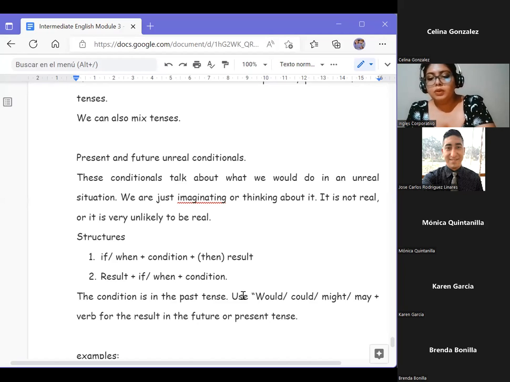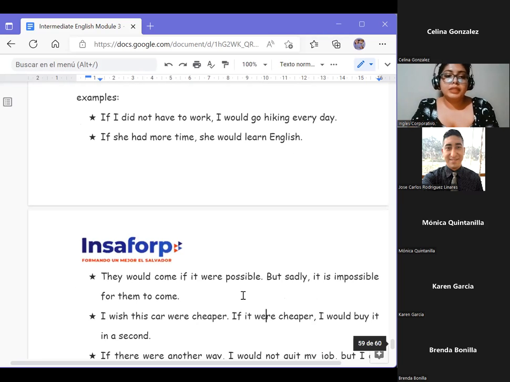Y en el segundo, vamos a tener el resultado al principio, if, when, plus the condition. Pero ya decíamos que podemos utilizar en el pasado, would, could, might, may, para crear nuestras oraciones. And we have some examples here.